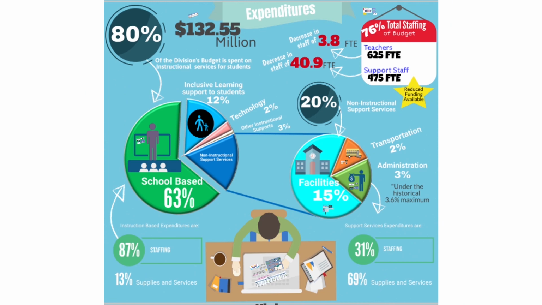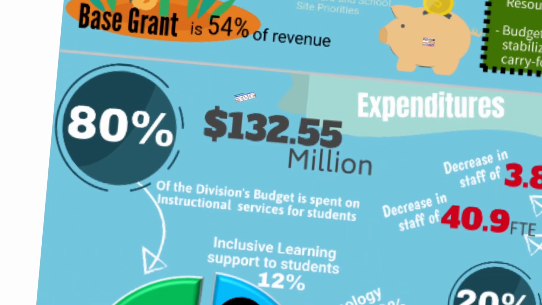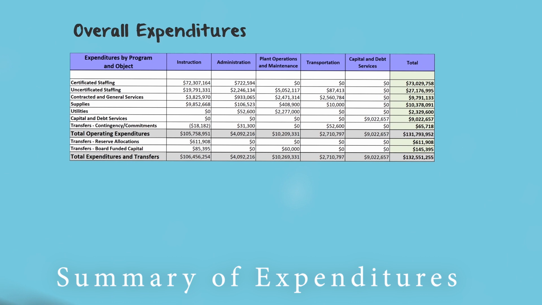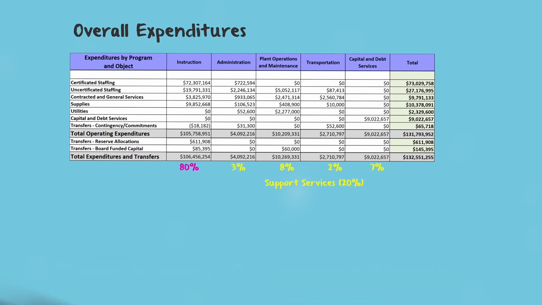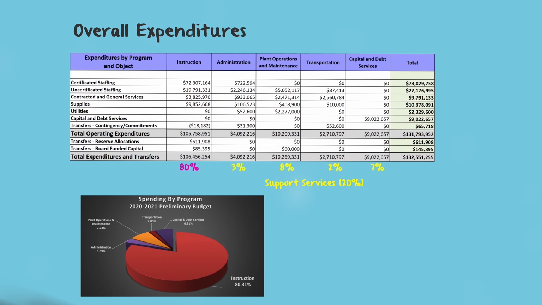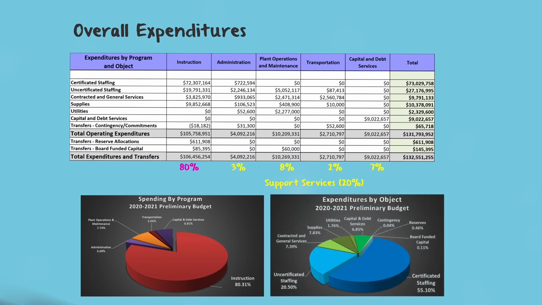In summary, the total of $132.55 million in expenditures can be broken down into the 5 major program areas. As discussed before, instruction accounts for over 80% of the total budget. Support services in total accounts for 20% of the budget, whereas the majority is from plant operation, maintenance, and capital. These allocations can be shown in a chart, as well as the expenditures by type, indicating that the vast majority of expenses are towards staffing.